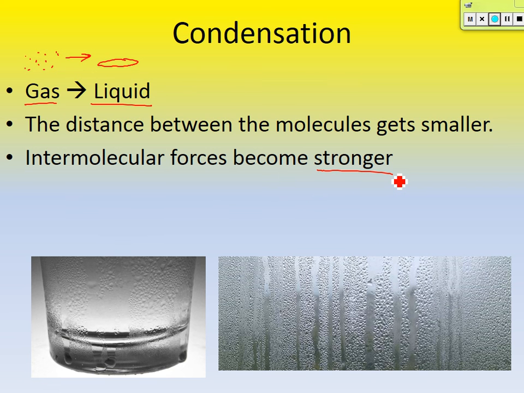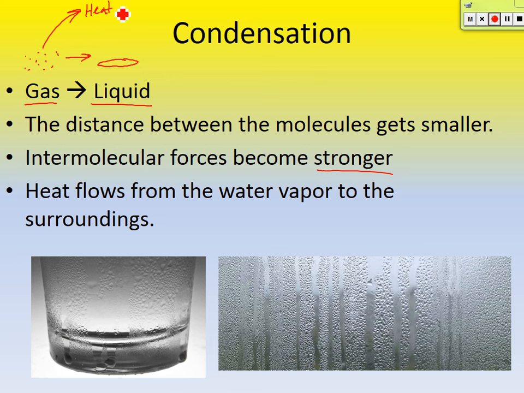All right, heat flow. Let's talk about that. Do you think heat's got to flow into this gas, or do you think it's got to lose heat? Yeah, it's got to lose heat so that these particles slow down, and they can get stronger intermolecular forces. They're closer together. It becomes a liquid. So heat flows out of the gas. Heat flows from the water vapor to the surroundings.